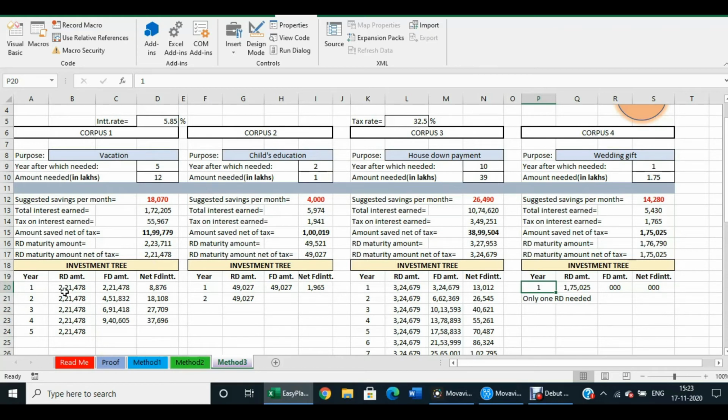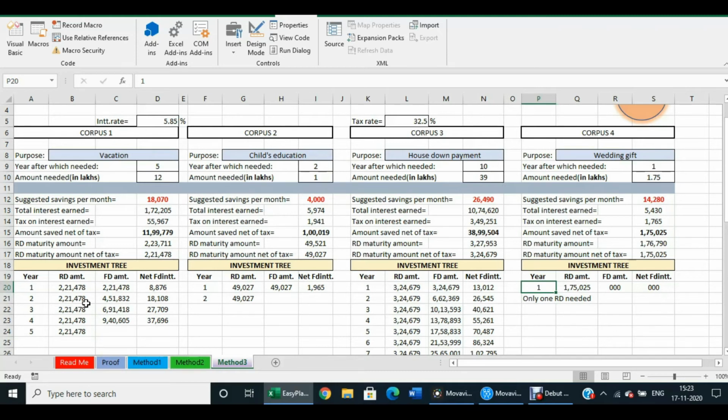In the first year, we shall make a fixed deposit of the maturity amount, which is the net of tax. So 2,21,478, a fixed deposit will be made at the end of the first year. This would generate a net interest of FD for 8,876 rupees.